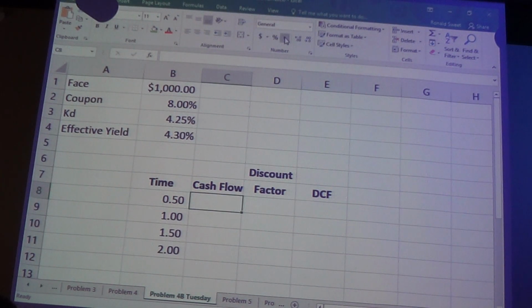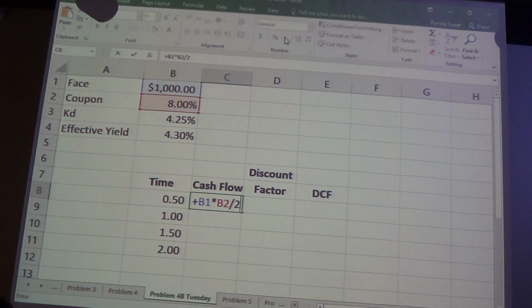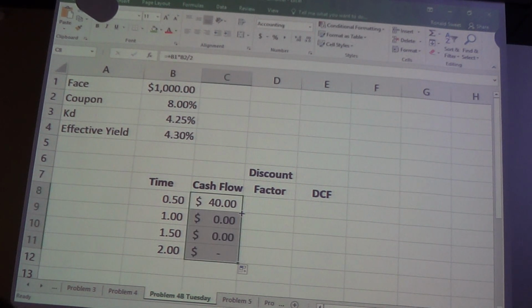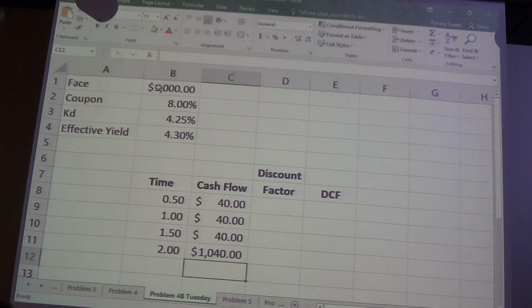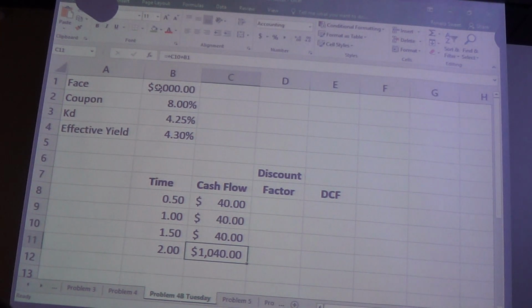What's our cash flow? Our cash flow is the face times the coupon, but we get the coupon twice a year, so we divide by 2, so we'll get $40. $40 every time. And then what happens in the very last one? Yeah, you get 1,000 back. Someone on the homework forgot to add the 1,000 on the last one. I was looking at their answers and I was like, how do you get such low numbers?